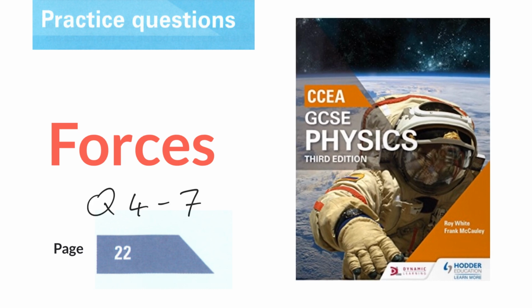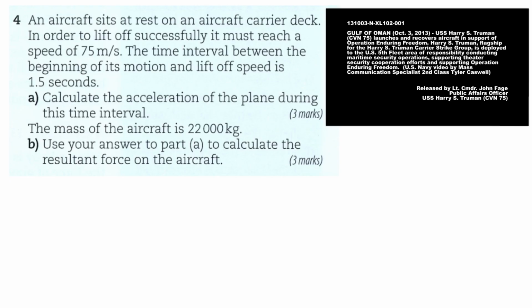And we're going to have a look at questions 4 to 7. Question 4. An aircraft sits at rest on an aircraft carrier deck. In order to lift off successfully, it must reach a speed of 75 meters per second. The time interval between the beginning of its motion and lift-off speed is 1.5 seconds. Okay, let's see what that looks like in real life.